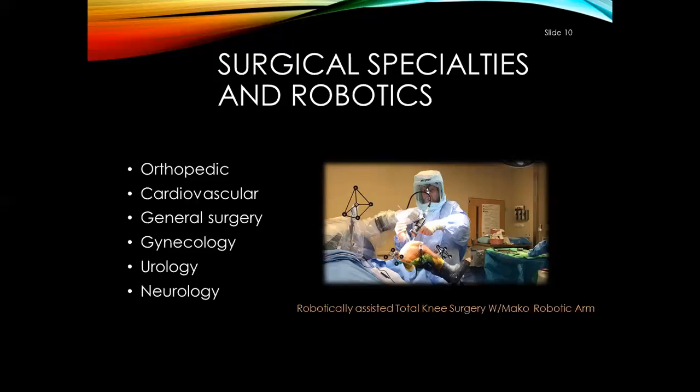So some other procedures you could do other than joint replacement: valve repairs, lung resections, GI resections, removal of tumors, hysterectomies, myomectomies, sacral polypectomies, prostatectomies, cystectomies, tumor resections. They do hernia repairs. Now they're starting to do gallbladders. So they're doing a lot of stuff with robots.